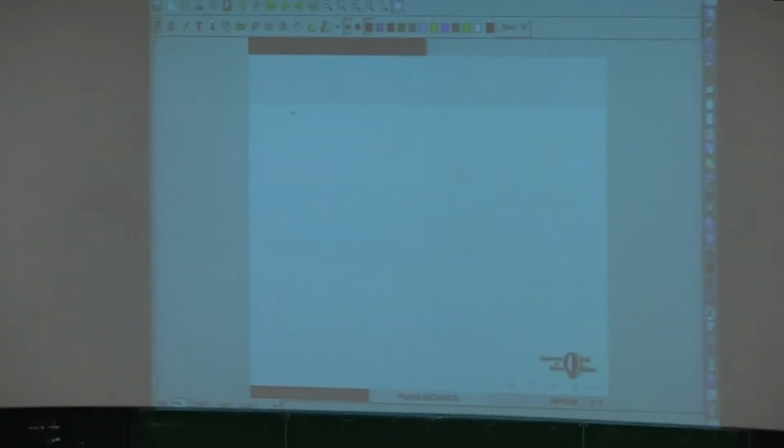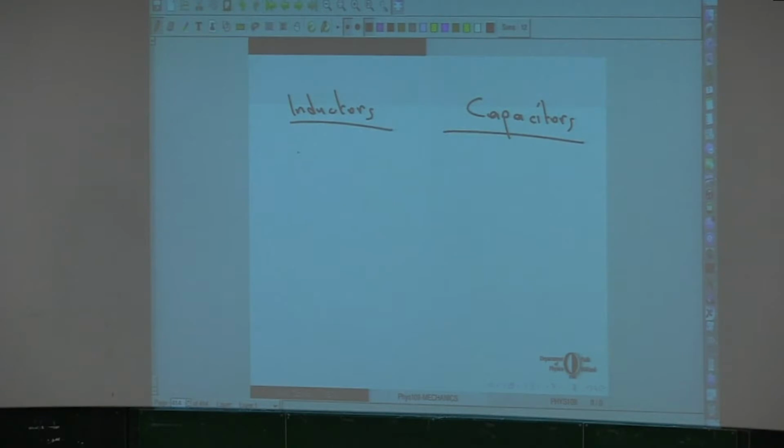Now let's just compare inductors and capacitors. The energy stored in an inductor was 1/2 L i squared. In a capacitor, we had Q squared over 2C. In an inductor, the energy stored in the magnetic field, the energy density, is 1/2 mu0 B squared. In a capacitor, it is 1/2 epsilon 0 E squared. They're quite similar.